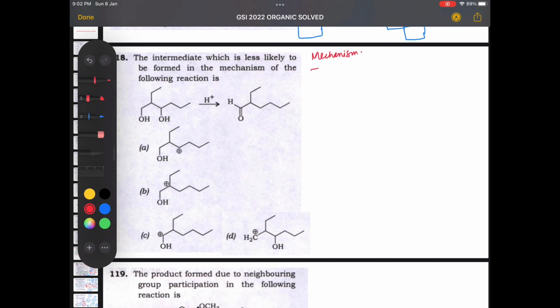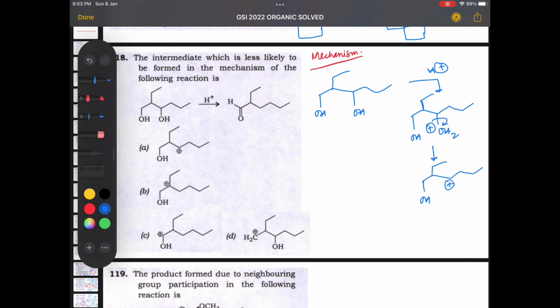So we have been asked to find out which intermediate is less likely to be formed. So once again, focus on the less part that has been given. Okay, so let us just see the mechanism of the whole reaction. That is what can happen. So first of all, protonation is taking place. So as you can understand, not the terminal OH but the OH present in the middle actually gets protonated.